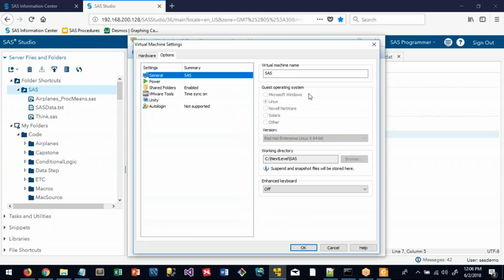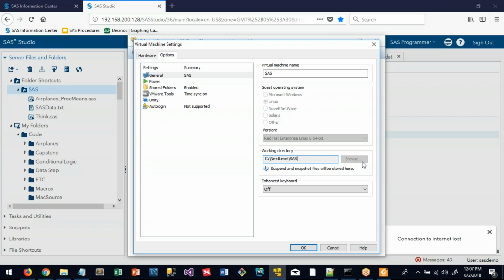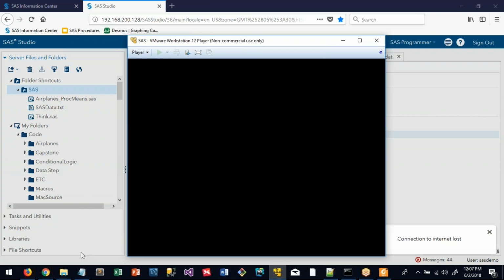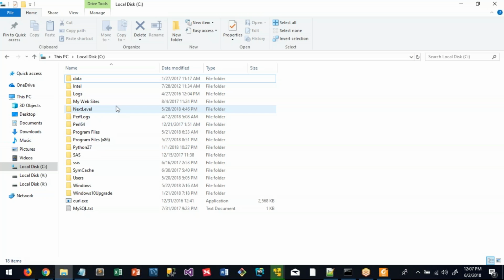Then you need to go on to options, and this is the thing which I'm speaking about. This is your working directory, where I have mapped this specific folder in my C drive here. If you have not mapped it already, you can change it by clicking on the browse button. But in my case, this is the folder which I had mapped here: C next level SAS. This is what I've mapped here. And what you need to do now is just trace that folder in your C drive here.